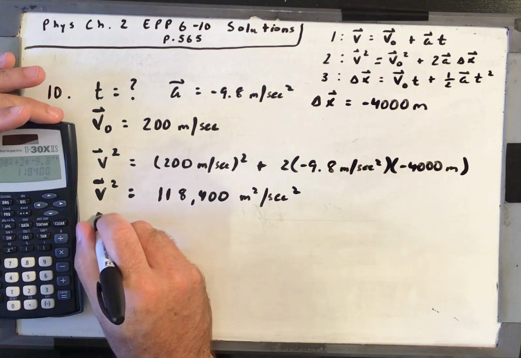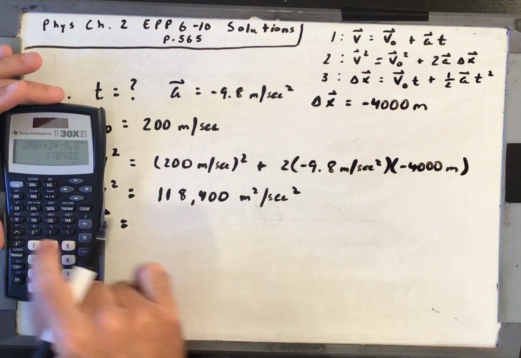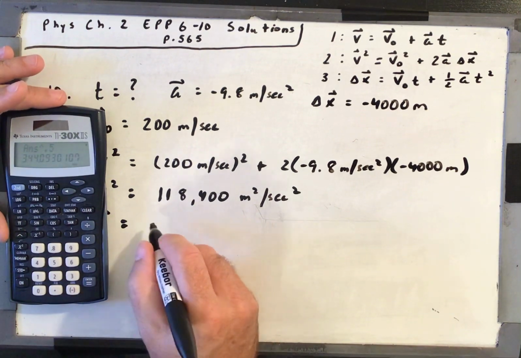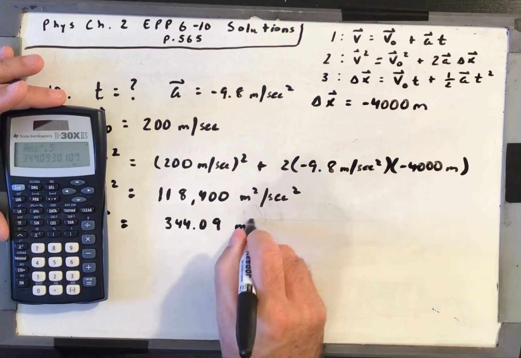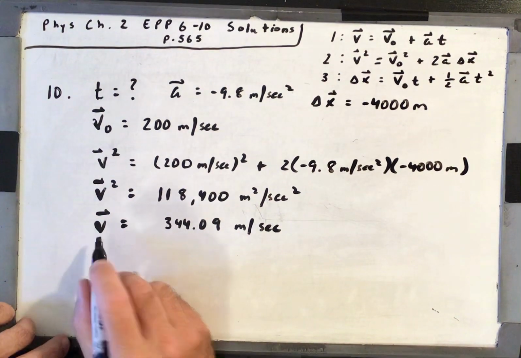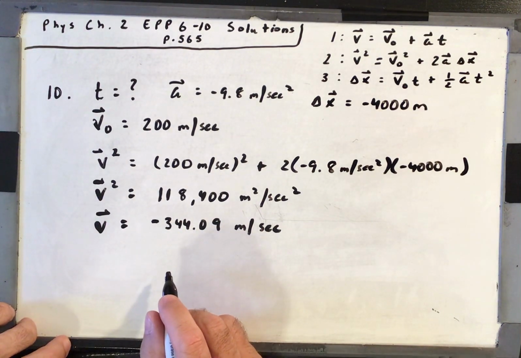So if we take the square root of that, I like to raise that to the 0.5 power. It's faster a lot of times. That's 344.09 meters a second. So that's the velocity right before it hits the ground. But we know it's got to be negative because it's going down.